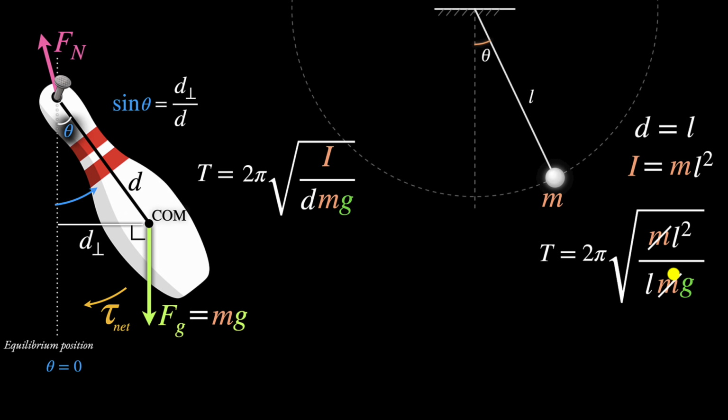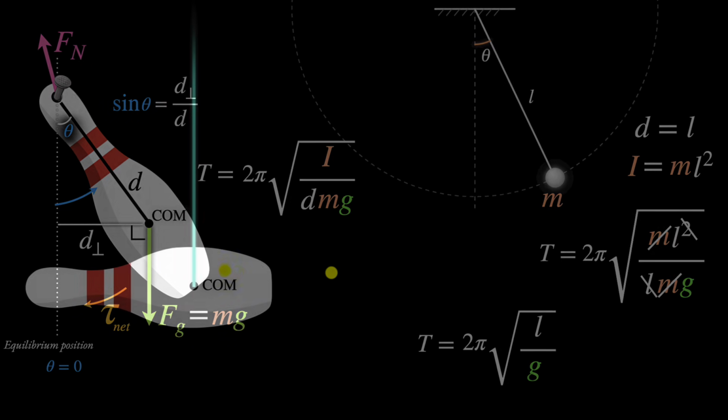Well, the mass cancels, one L cancels, and so the expression we end up with is 2 pi square root of L divided by g, and there we have it. We have derived the expression for the period of a simple pendulum. Now we could stop over here, but just to appreciate how general this method of deriving the expression for the period is, let's consider one more case.